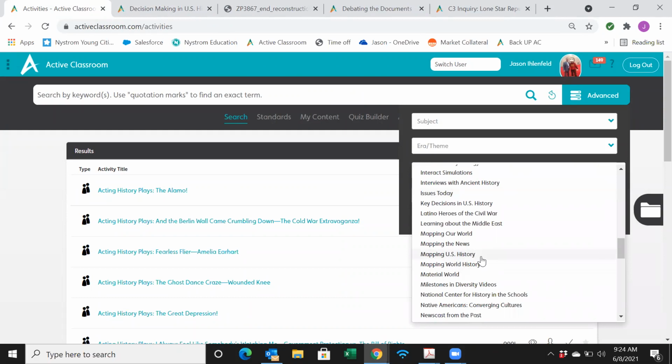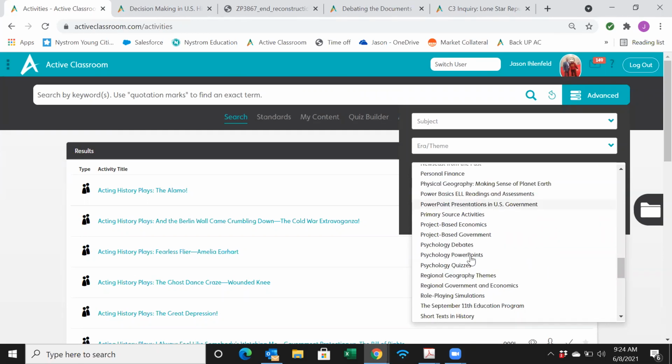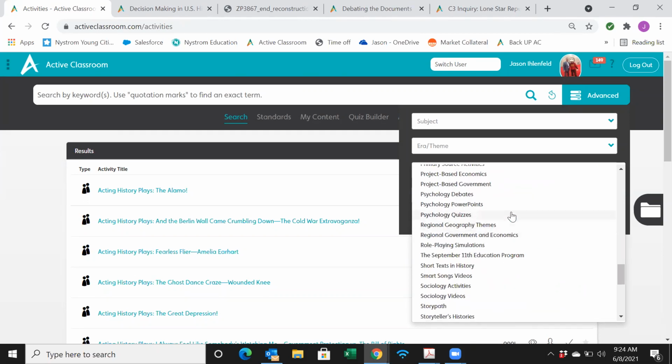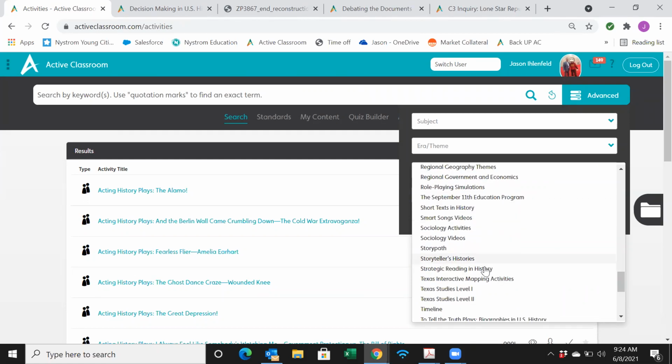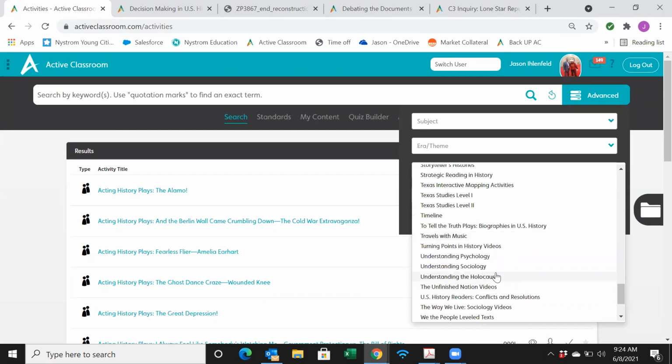There is a mapping US history, and coming soon, we're going to have a mapping Texas history. So you guys might want to check out the mapping US history. It's very similar to what we looked at for the mapping our world, but it focuses on the integration of geography and history together. So definitely check those out. Primary source activities, those are short little warm-ups as well for US history. The short texts in history are very good ones to check out as well. So I just wanted to kind of highlight some of those.